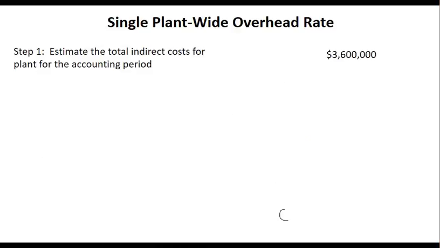Now let's review how we determine a single plant-wide overhead rate. Step one, we need to estimate the total indirect cost for the plant for the accounting period. In other words, we need to come up with an estimate of what our overhead costs are going to be for the accounting period. In this case, we're picking the overhead amount of $3,600,000. And again, these are all of our overhead costs, and they're being thrown into, in effect, one cost pool that's going to be allocated out.